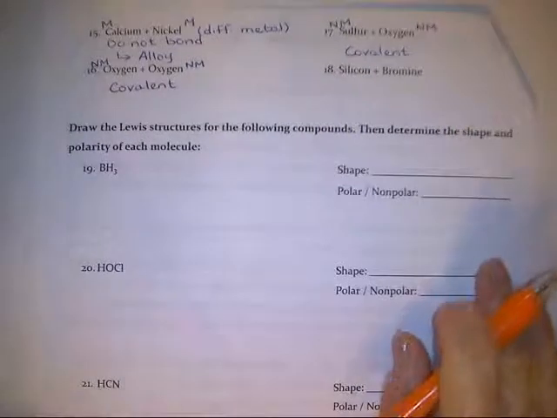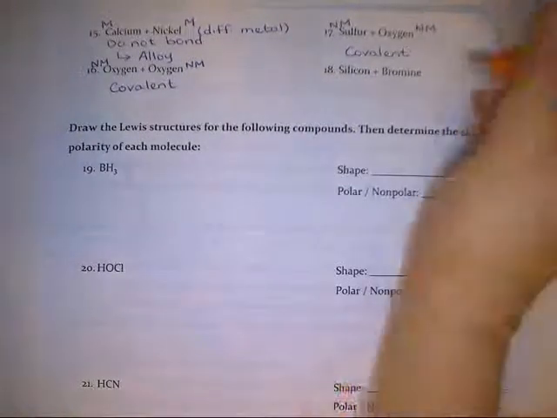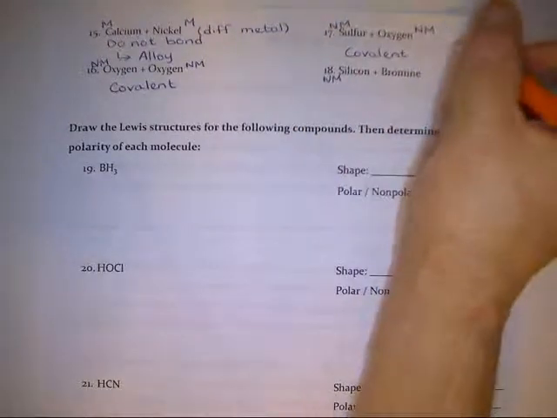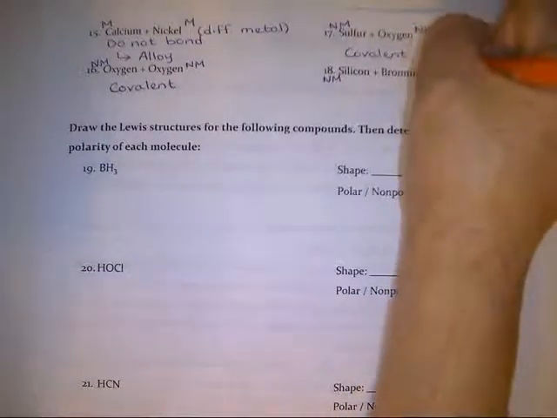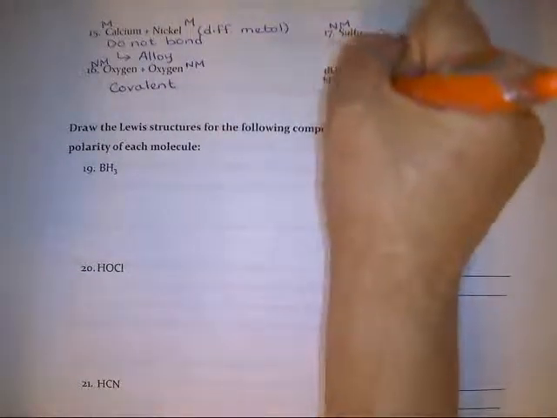Right, number 18, silicon and bromine. Silicon is a nonmetal. Okay, actually it's a metalloid. Bromine is a nonmetal, therefore this is covalent.